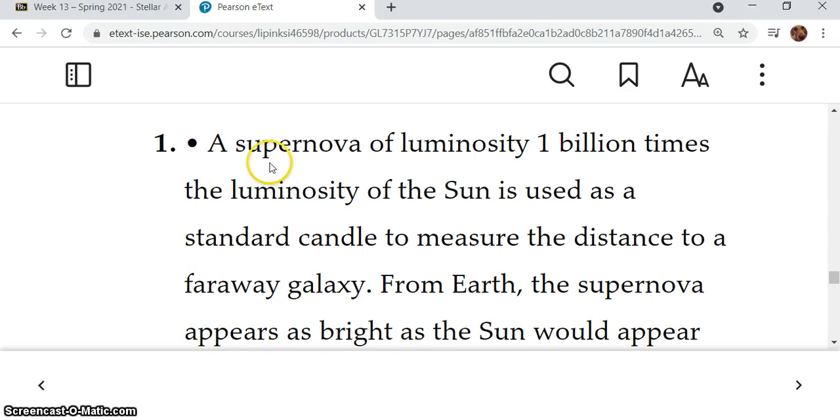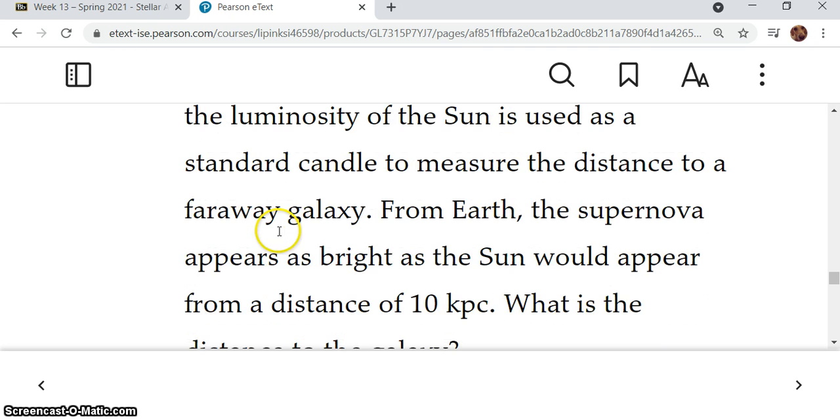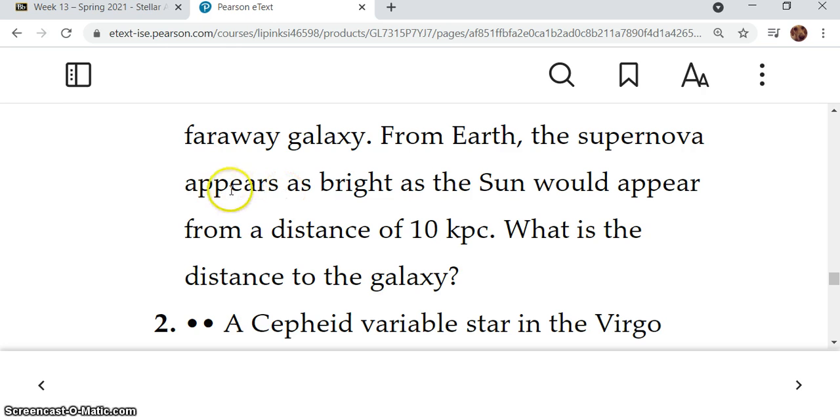All right, here we go for the problems for chapter 24. It says a supernova that has a luminosity of 10 billion times, which is of course 10 to the ninth, times the luminosity of the sun, is used as a standard candle. So this is the method of standard candles that we're about to use to measure the distance to a faraway galaxy. From Earth, the supernova appears as bright as the sun would appear from a distance of 10 kiloparsecs. What is the distance to this galaxy?